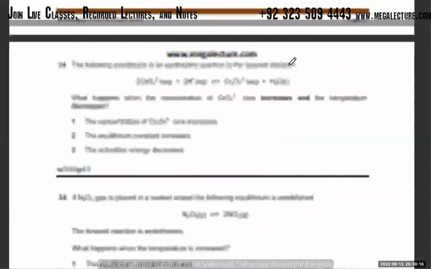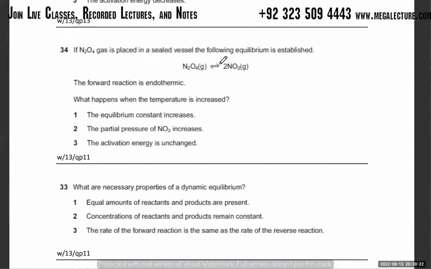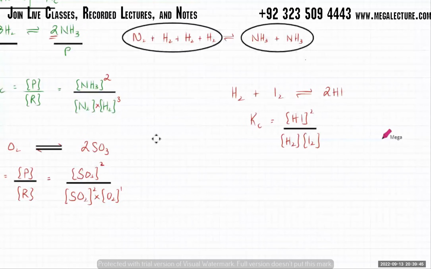Let's do one more here. What will be the expression? It's going to be Kc, product concentration NO2 squared, divided by N2O4. So this is clear, Rafe, Ahmed? Yes. Yes.